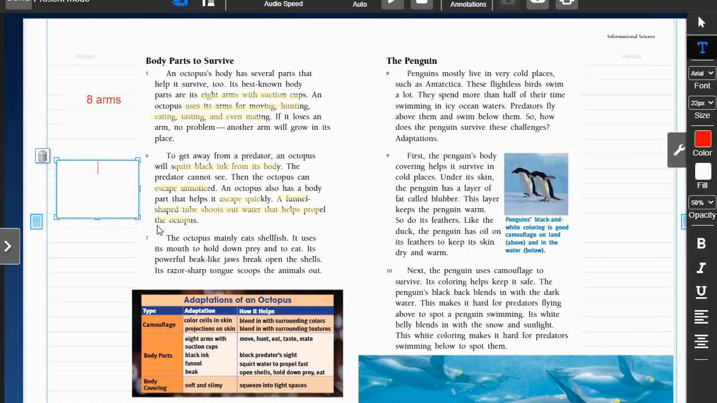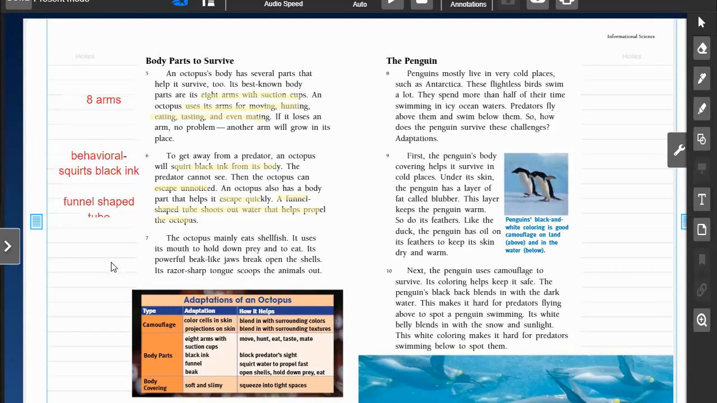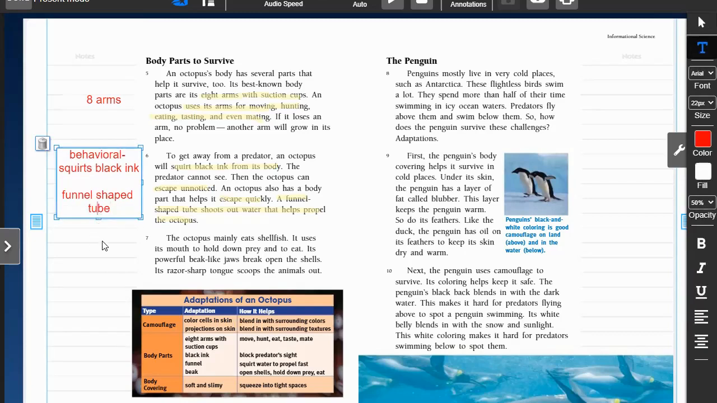Let's write that in our notes. So we're going to say a behavioral adaptation is squirts black ink. And then the other adaptation we read about in this paragraph is its funnel-shaped tube, which helps it move quickly. That way it can escape and the predator will not get to it. Okay, and the last paragraph, here we go.